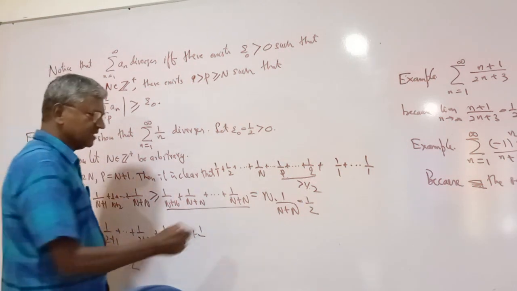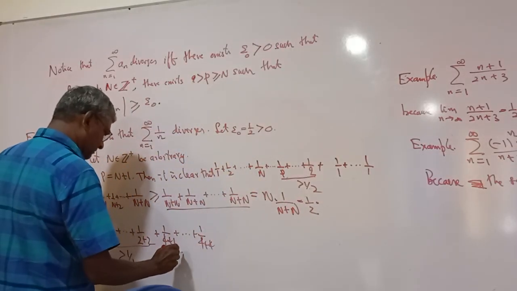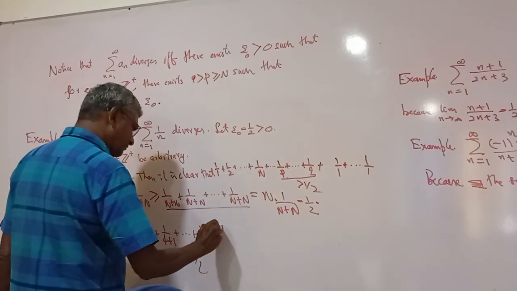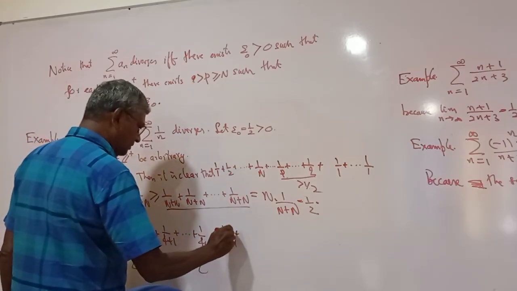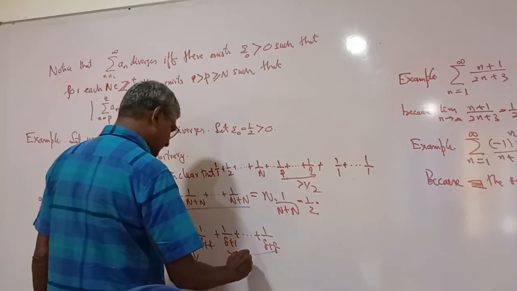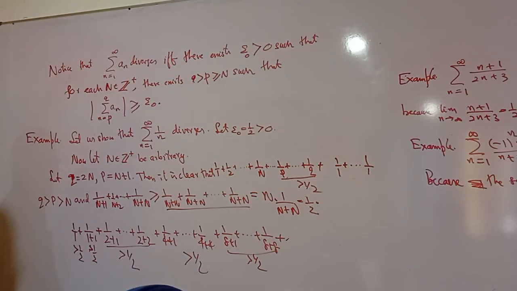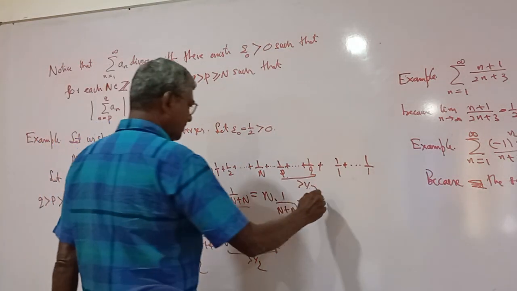I mean, the proof is over. I am just explaining what is happening here. 4 plus 1 to 4 plus 4: this block is greater than 1/2. Then 1 over 8 plus 1 to 1 over 8 plus 8: this block sum is greater than 1/2. Like this you get so many blocks with sum bigger than 1/2. So the sum of 1 over n diverges, and the proof is over here.